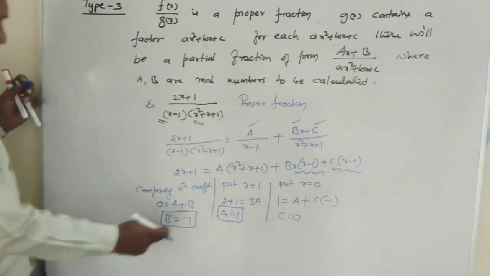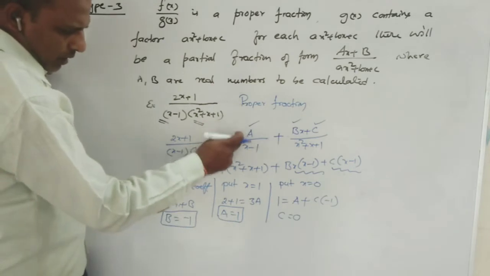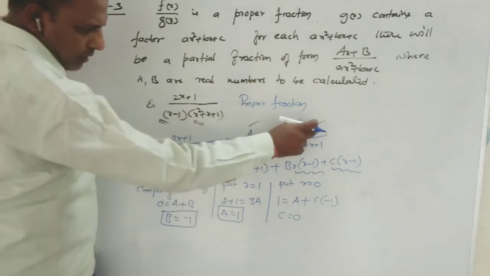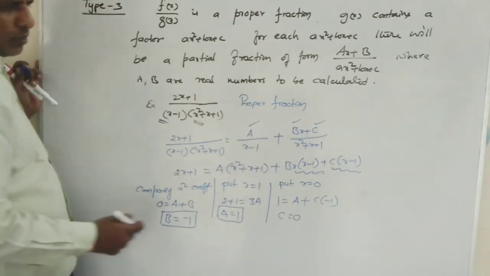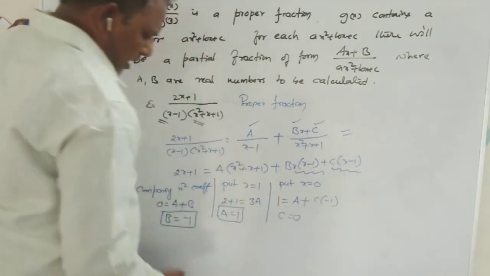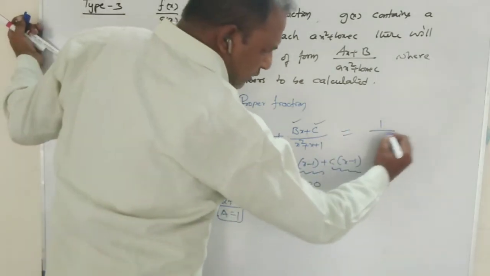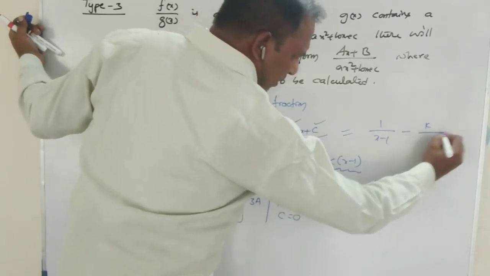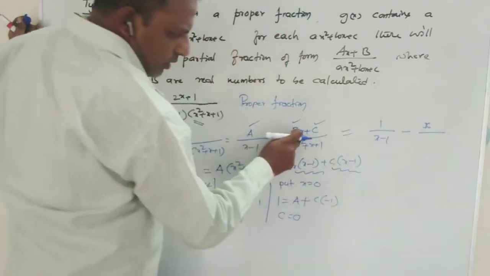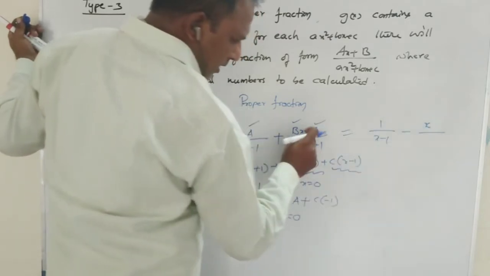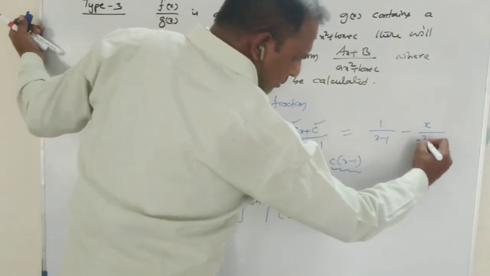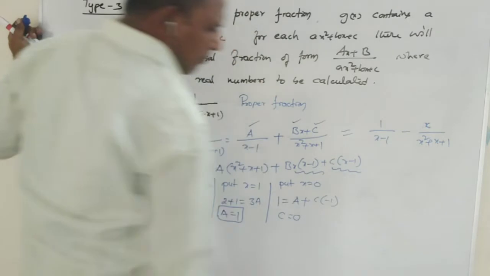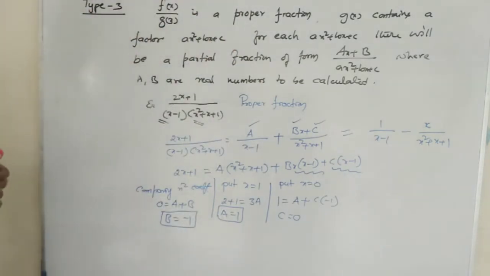So when you replace a with 1, b with minus 1 and c with 0, we get the partial fraction as 1 by x minus 1 minus x by x square plus x plus 1, that is, minus 1 into x is minus x plus 0. Is it clear?